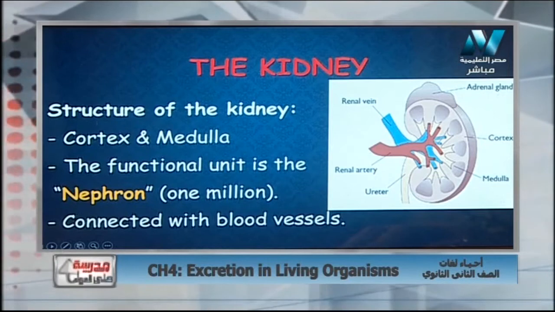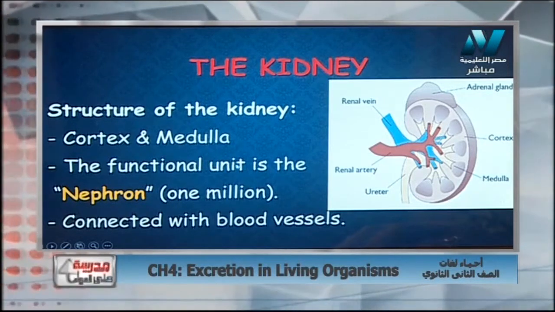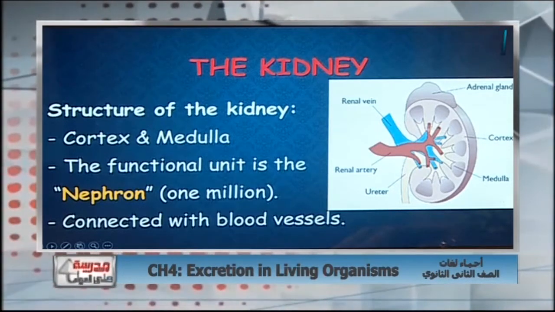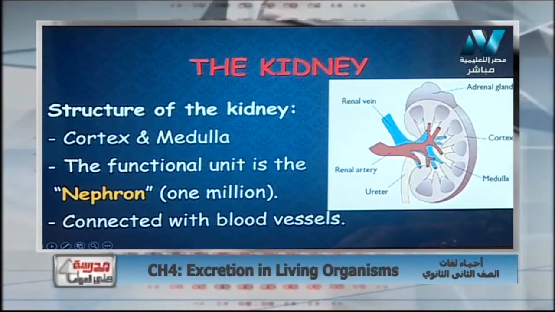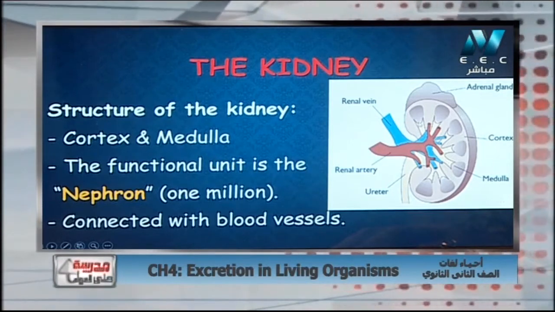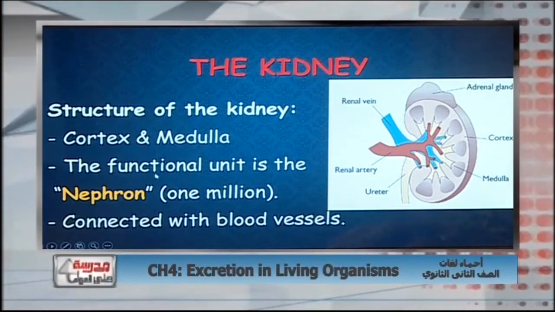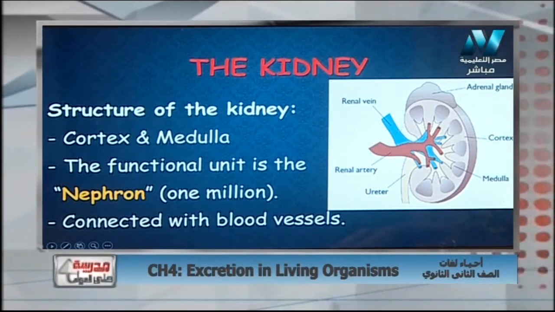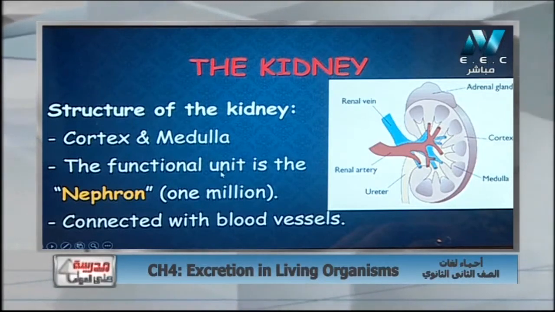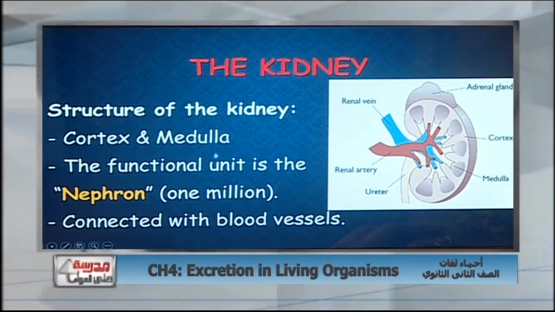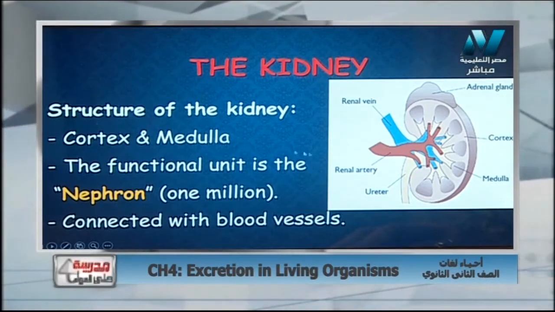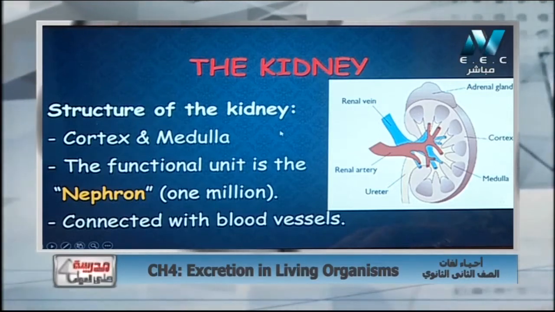Again, the cortex and the medulla. Scientists examined the anatomical structure of the kidney, and they found that it is composed of about 1 million functional units, which are called nephrons. So the nephron is the functional unit of the kidney. Actually, it is the functional and structural unit of the kidney. Each nephron carries out its function in the same way as the others. So they are similar in function and similar in structure.